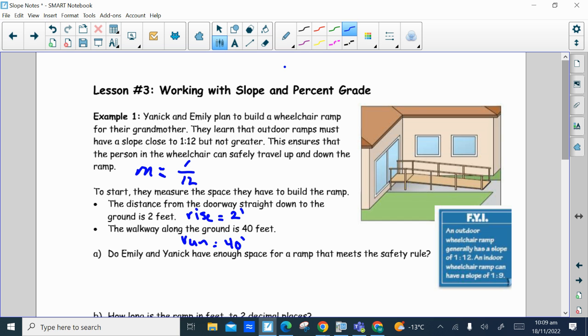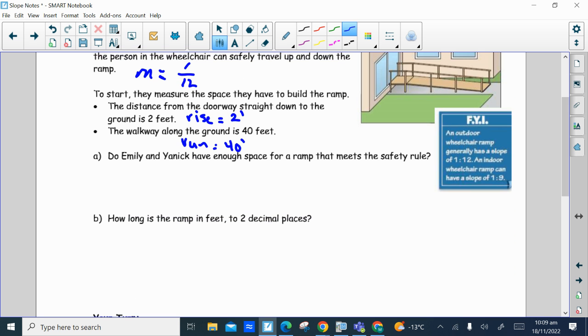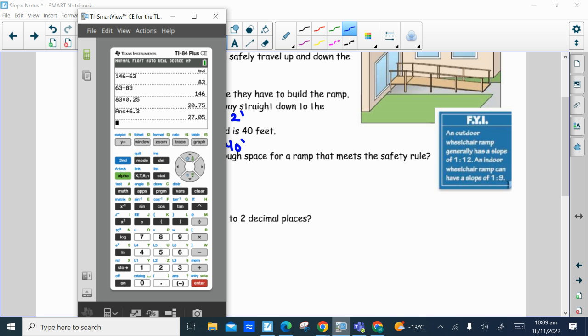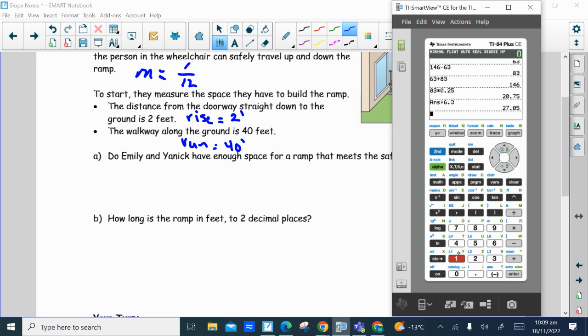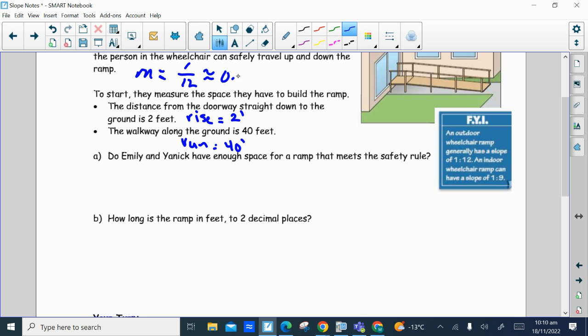Do Emily and Yannick have enough space for a ramp that meets the safety rule? So we're going to find the slope of this ramp and make sure that it is equal to or less than 1/12. So what we might want to do is take our calculator and find out what 1 over 12 is as a decimal, and it's 0.083 repeating. So the slope of the area that they have to work on cannot be greater than that.